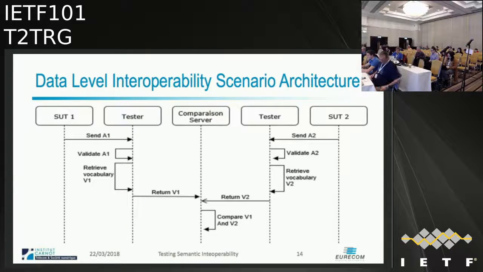Then the comparison server is evaluating them, and if both of them are the same, we have 100% probability, otherwise not.